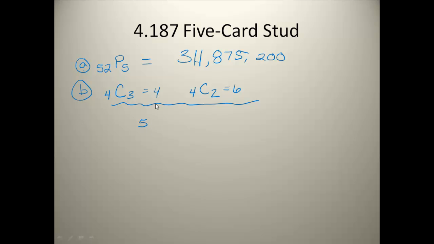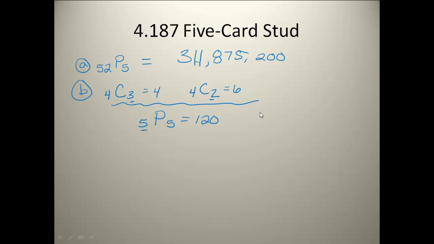Well, from those 5 cards that I'm picking, I have to figure out how many different ordered arrangements there are. So I've got 5 cards I'm choosing because I chose 3 kings and 2 queens, and I need to pick all 5. I need to put all 5 in an order. So I would have 120 different ways of ordering any of the 5 cards.